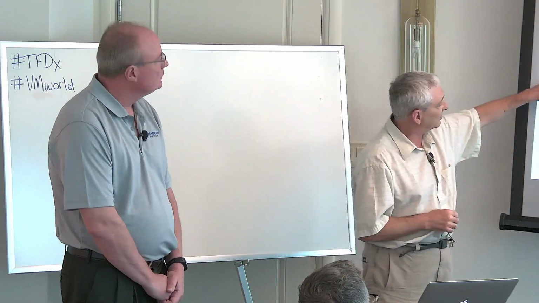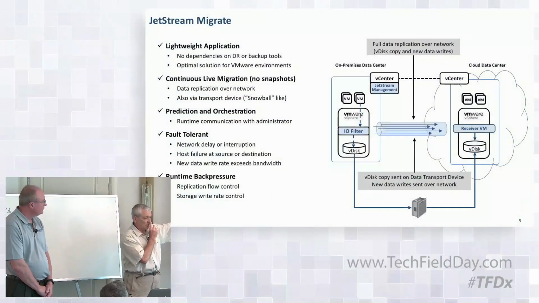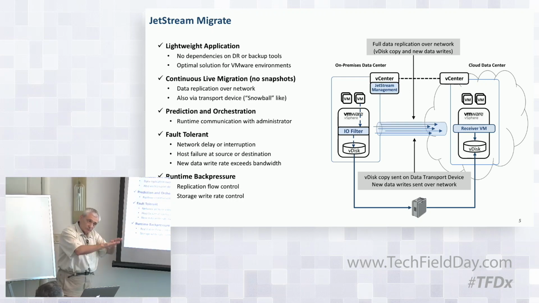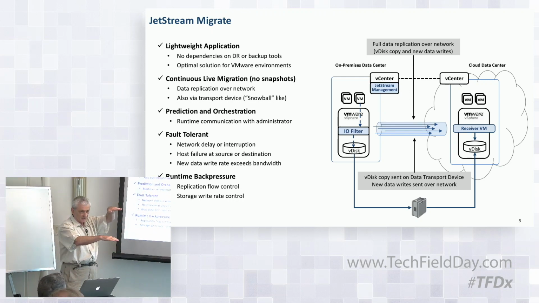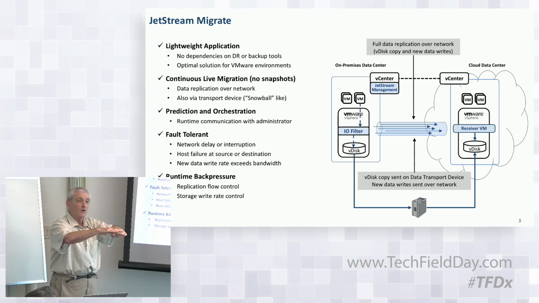This is very important here. Network delay or interruption, host failure, or a lot of new data. In this case, yes, we can apply runtime back pressure. If the amount of generated data is this and network bandwidth is this, or if the impact on application performance is too high, we say, okay, slow down replication.